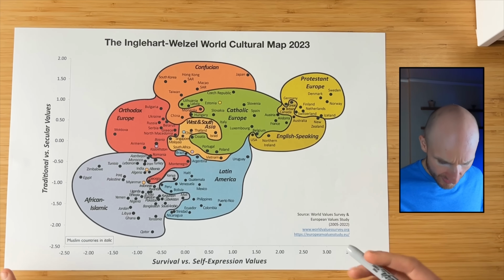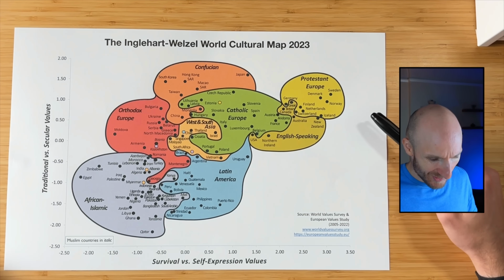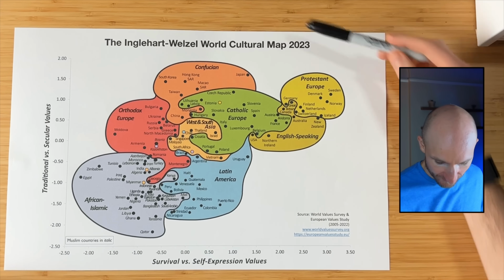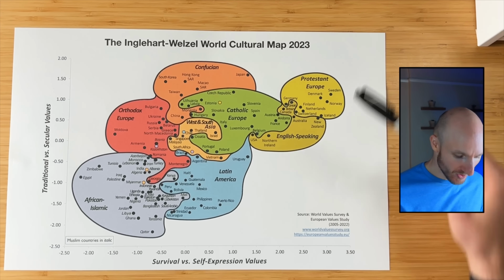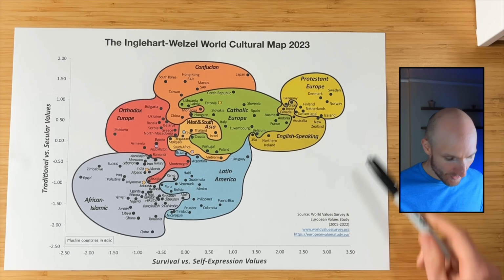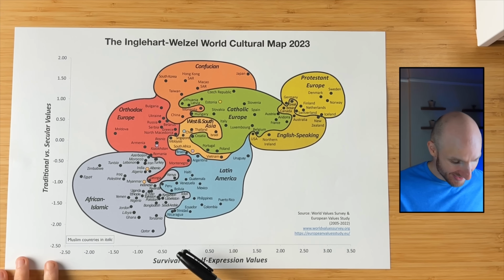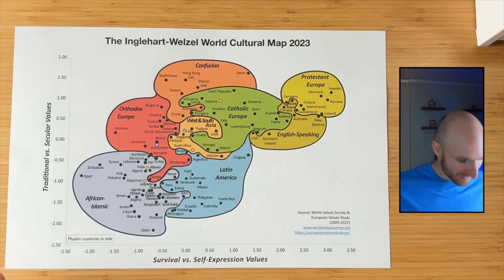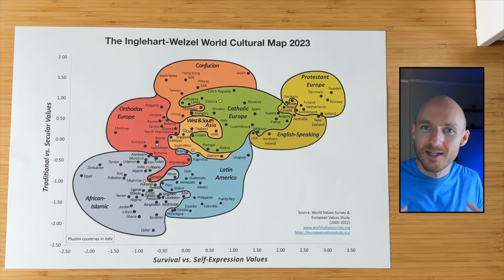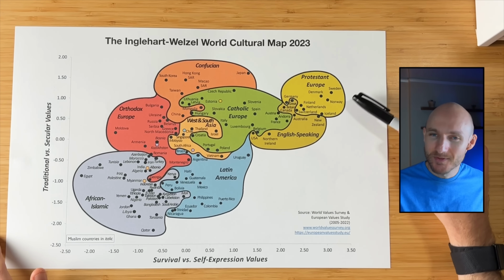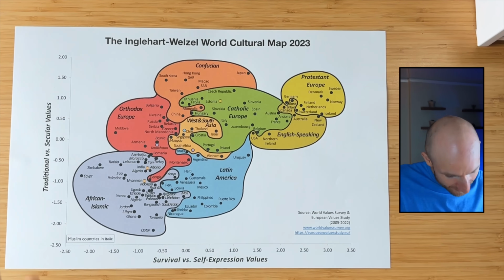That chart is taken from some of this data around what's called the World Values Survey, or this Inglehart-Welzel World Cultural Map. This is in 2023, and you can see how it maps some of these survival values. If you're in Zimbabwe or wherever, you mostly just care about getting your family fed, versus some of these more self-expression values.